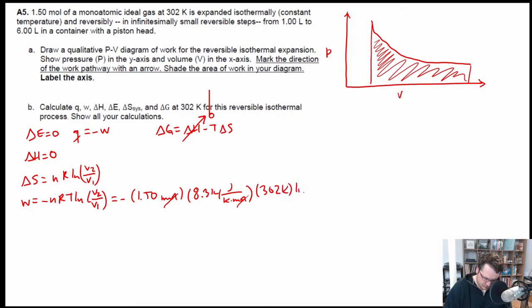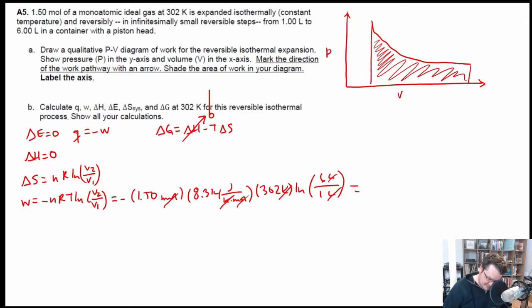Then we have the natural log of V final, which is 6 liters over 1 liter in this scenario. Kelvin cancel as well, liters cancel, and we just end up with joules, which is the unit that we would want for work. So we plug all of this in: negative 1.5 times 8.314 times 302 times the natural log of 6 over 1.